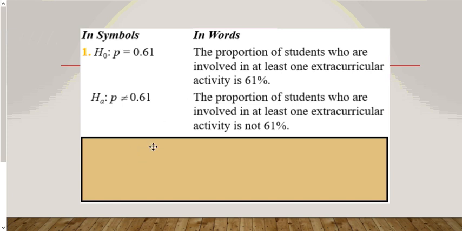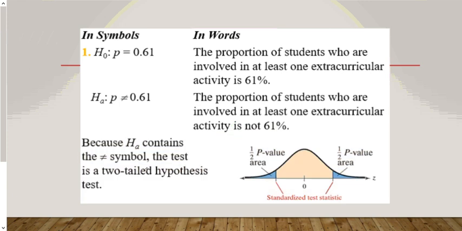Now, what this would look like in terms of a picture will be this. Because we want the not equal to part of this, it's going to be a two-tailed test. And if we were using an alpha of 0.10, then the total area of these would be 0.10, in other words, half that value in each tail.